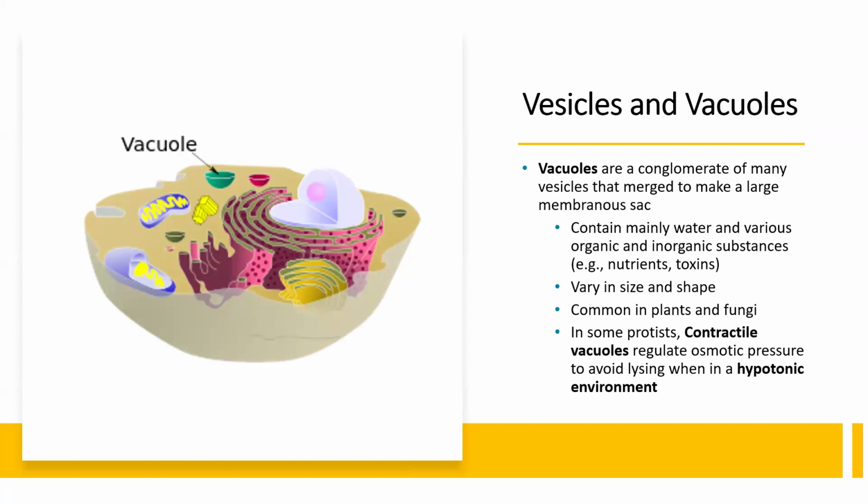Now, vacuoles are like a conglomerate of several vesicles that merge together. They contain water and nutrients and sometimes toxins. They can be various sizes. They are found commonly in plants and fungi. And also they can be found in certain protists as contractile vacuoles, which help regulate osmotic pressure and keep them from lysing in hypotonic environments. This is especially important for protists that don't have cell walls.